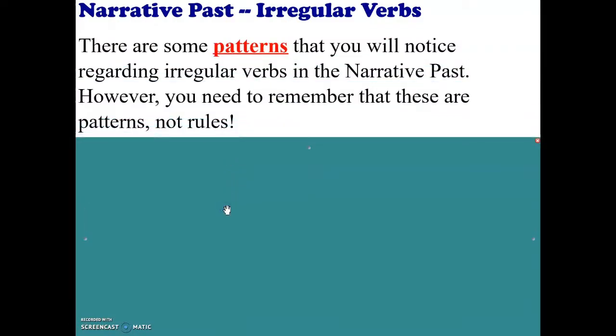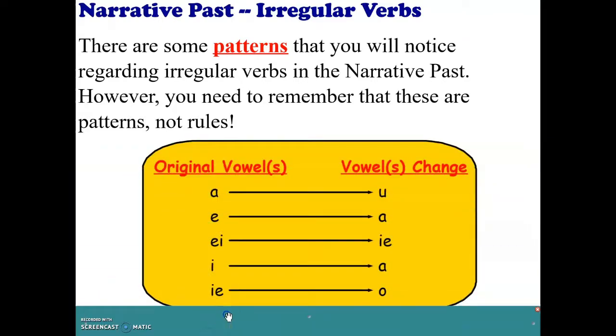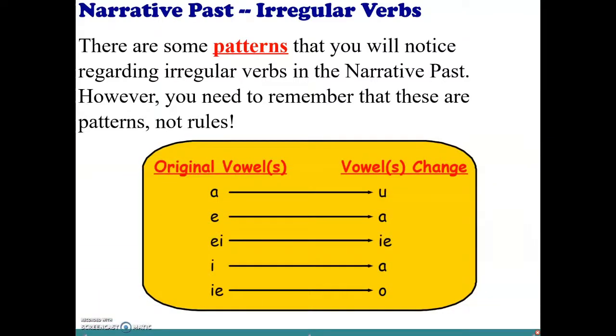There are some patterns that we're going to look at with irregular verbs in the narrative past tense. These aren't rules, they are patterns, and we're going to look at some examples of these and help you become familiar with some of the irregular verbs that we're going to be looking at and working with in the narrative past tense. So it's all about the vowels.